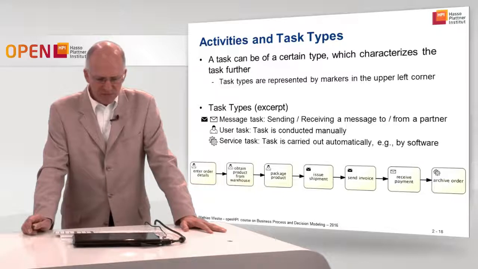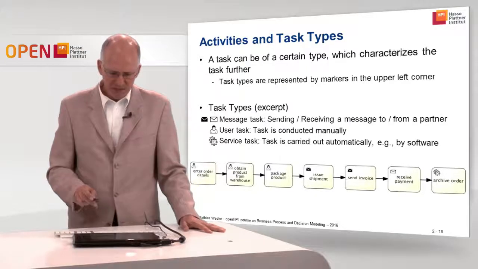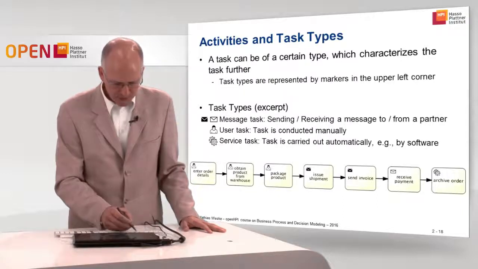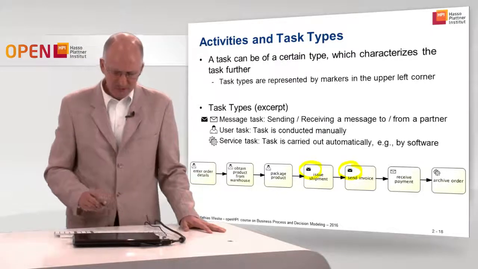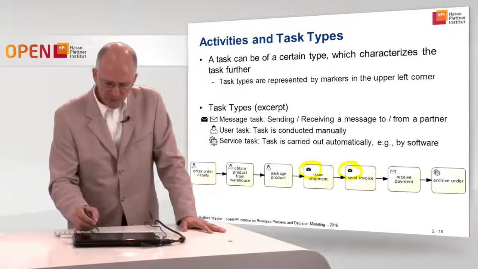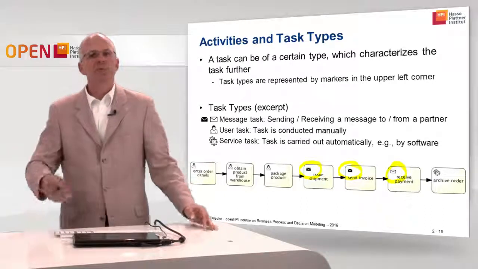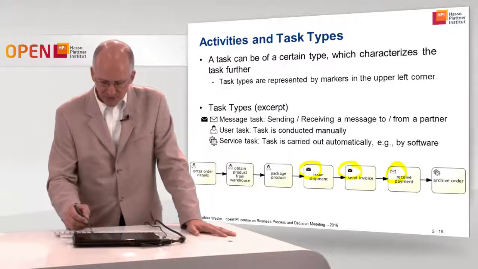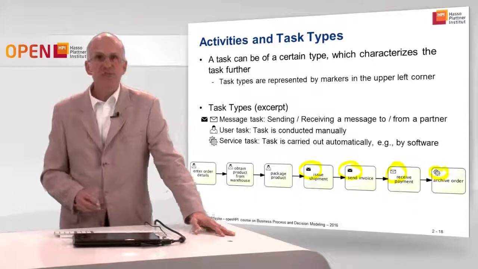tasks, so message tasks of the sending type. Whenever we have a task with a message marker, and the message marker is solid black, then that means we send a message. And when it is white on the inside, it is the receive task. So we see here that the task major activity, what happens here, is the receiving of a message, or the sending of a message. And the archiving is a service task that is carried out automatically. We use the marker for the service task.